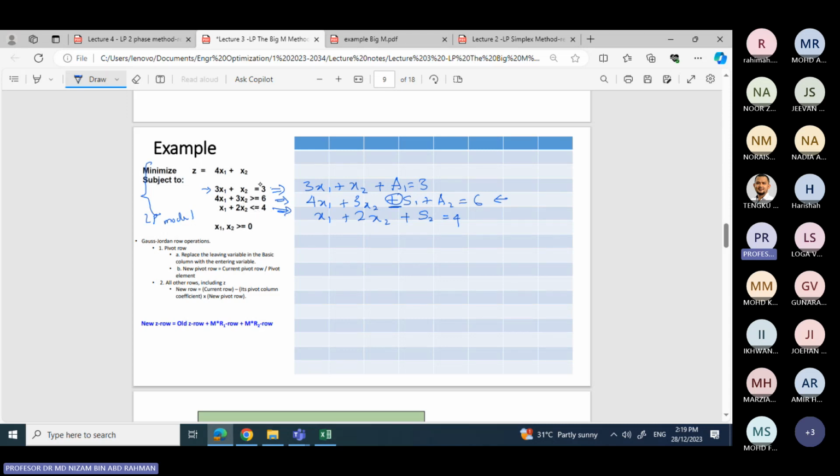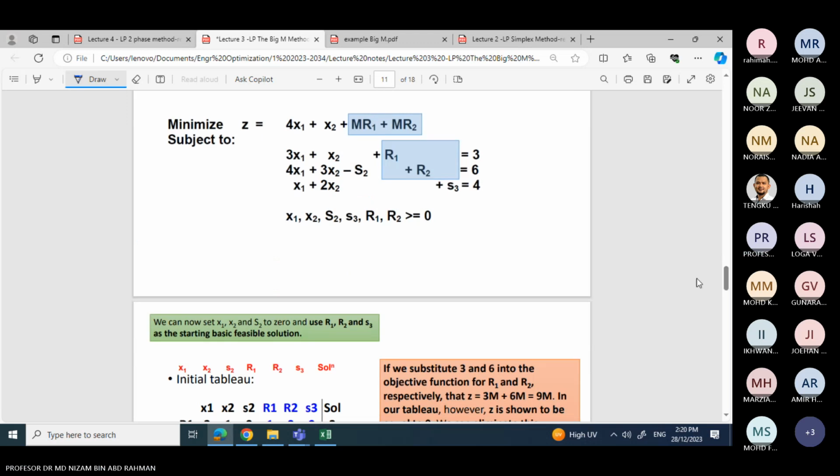If it's equals to, then you have plus an artificial variable. If it's greater than or equal to, then this will be minus S plus an artificial variable. If it's less than or equal to, then what you have to do is plus S, which is the slack variable, right? So the first thing you need to do is convert this. That's what is being shown here, so it's been converted as such, right?